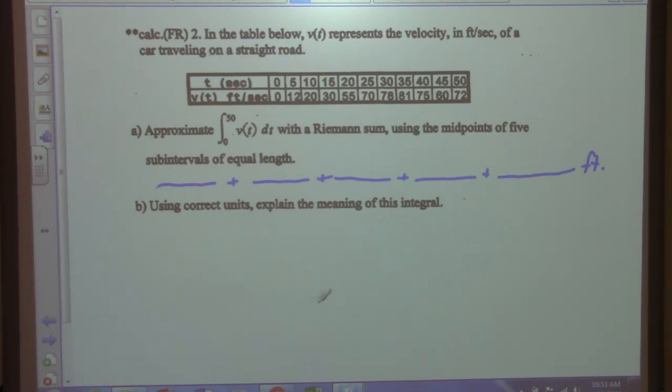It gets back to the problem. How many feet? Okay, how many feet the car travels on a straight road? How many feet? I'll agree with feet. The car traveled. And what else do you add to that?